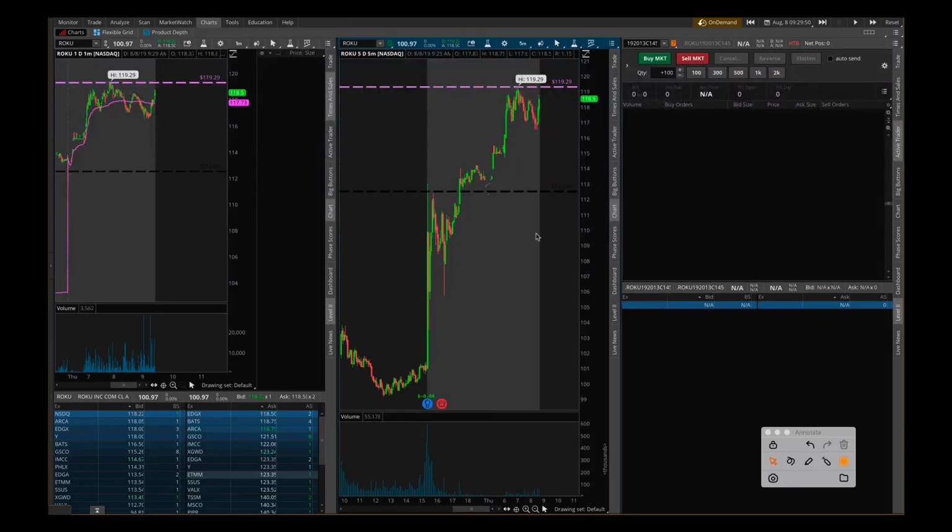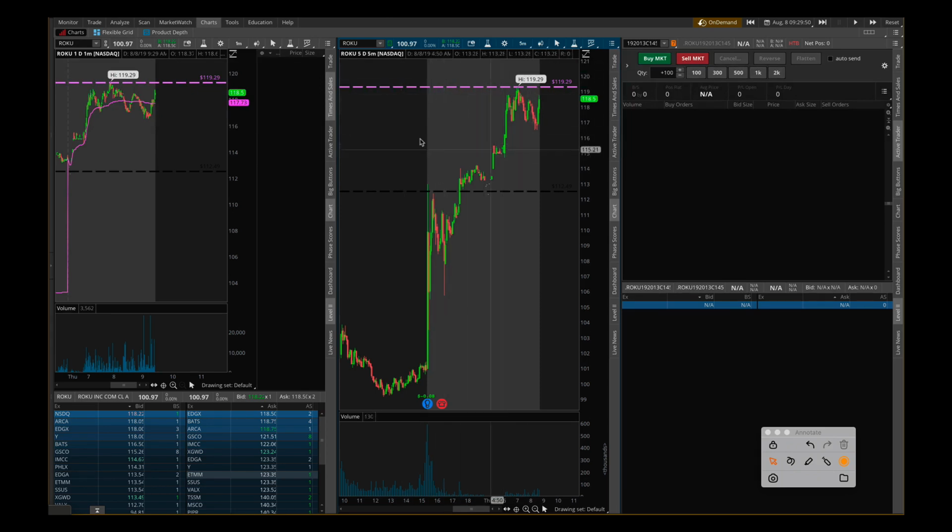All right, guys. So right here, I have stock Roku open. This is a trade I'm going to go through. I traded this stock for the day. I am going to show you my entries, exits afterwards, what I did, what I could have done better, if I lost money, made money. But I'm going to walk you through this play one by one so you guys can have a better understanding.